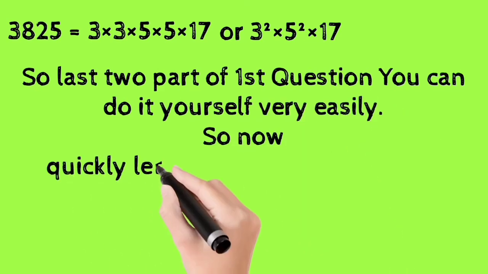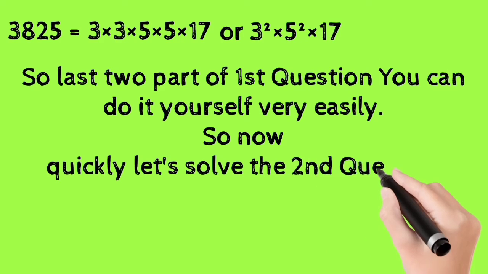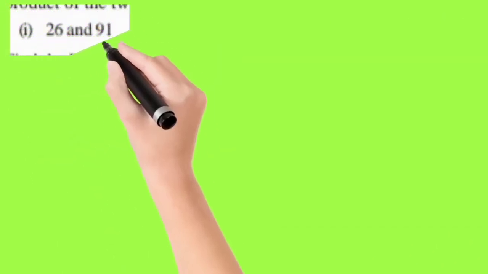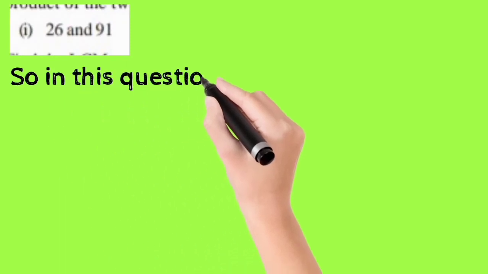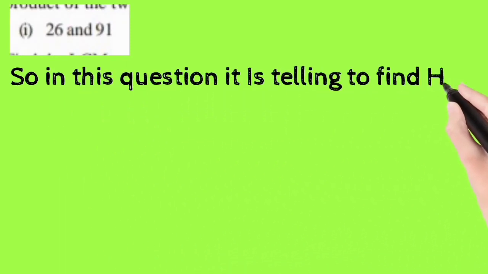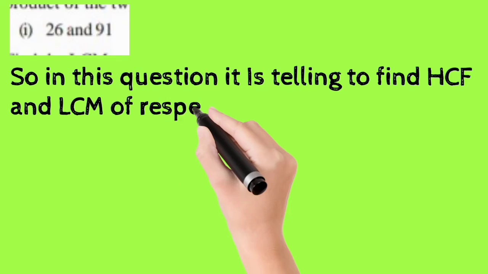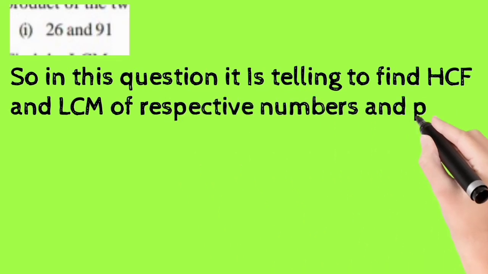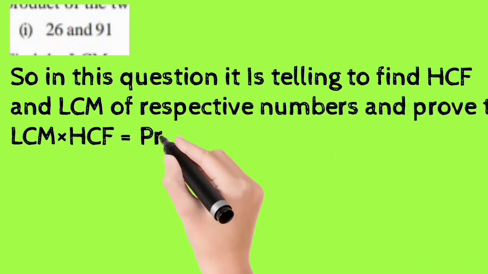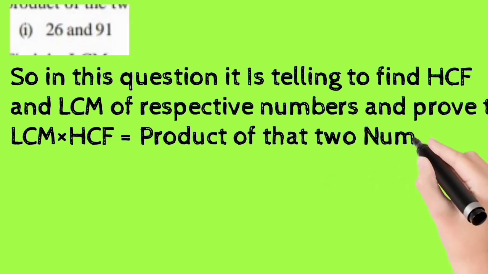So now let's talk quickly about the second question. Our second question is 26 and 91. Basically in this question it is telling us to find the HCF and LCM of the respective numbers and prove that LCM into HCF is equal to the product of the two numbers.